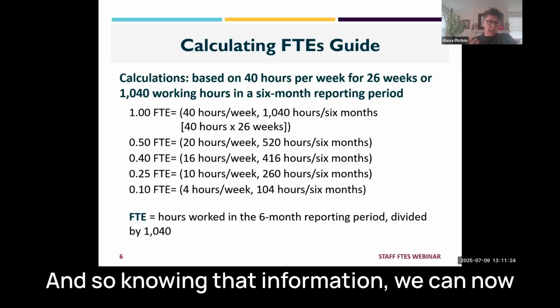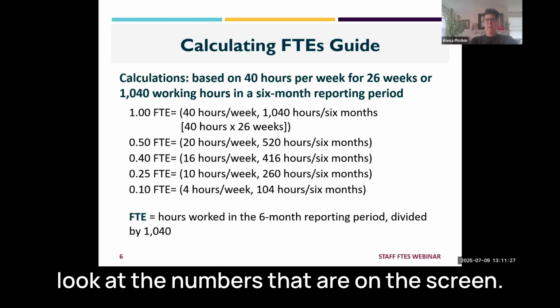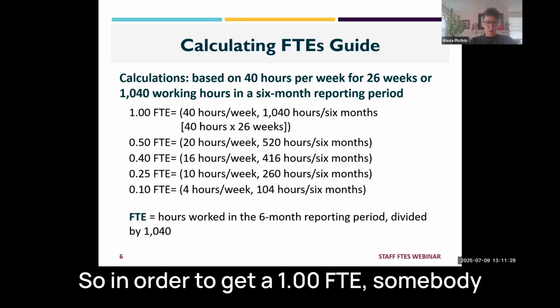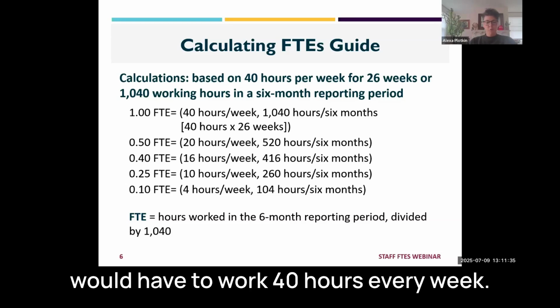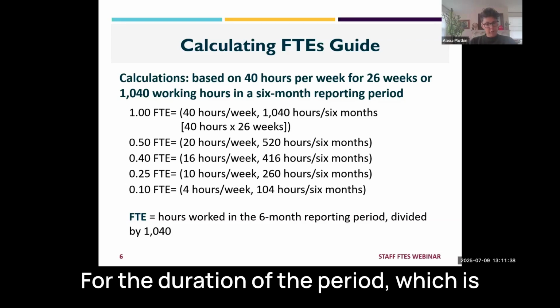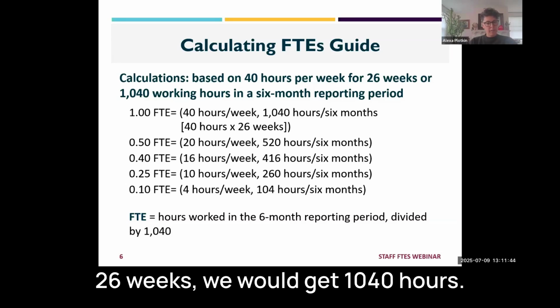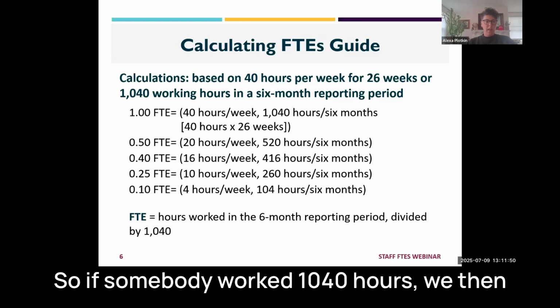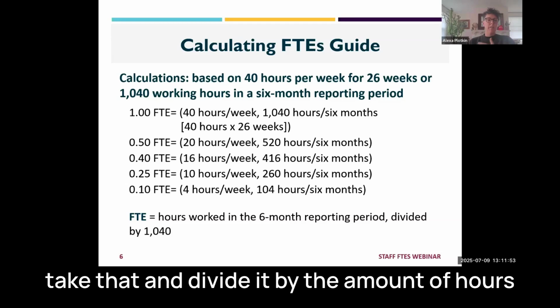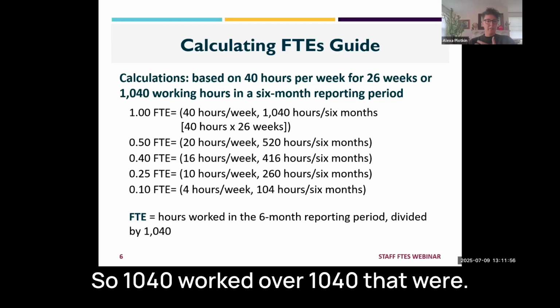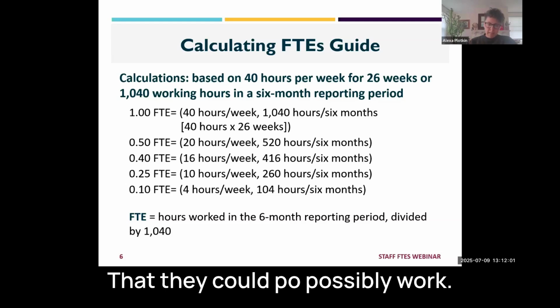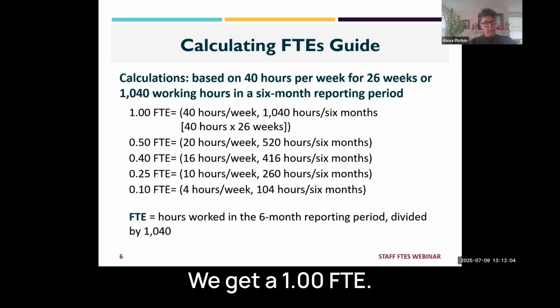And so knowing that information, we can now look at the numbers that are on the screen. So in order to get a 1.00 FTE, somebody would have to work 40 hours every week for the duration of the period, which is 26 weeks. And if we do 40 hours times 26 weeks, we would get 1,040 hours. So if somebody worked 1,040 hours, we then take that and divide it by the amount of hours that were possible to work in the period. So 1,040 worked, over 1,040 that they could possibly work, we get a 1.00 FTE.